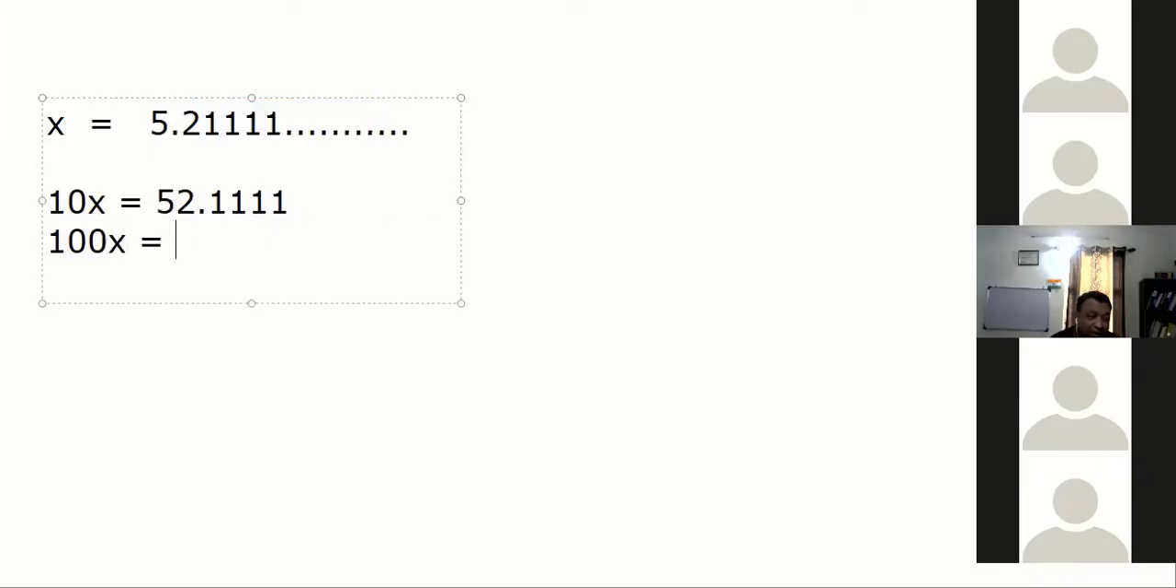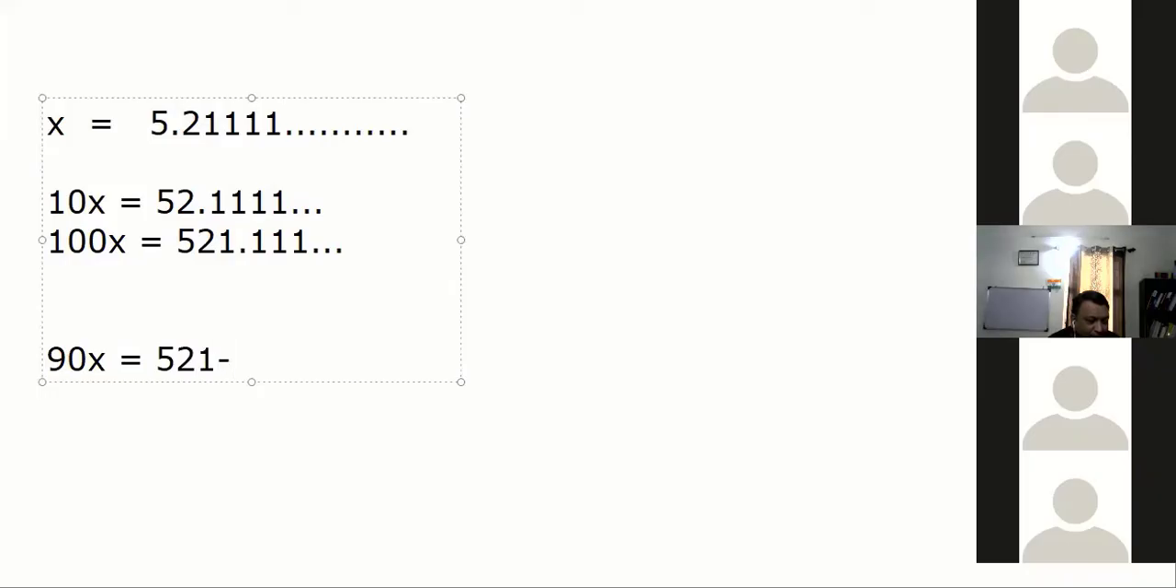Why? You have to explain why. Because only one digit is repeating. Yes, sir. So one digit repeating, so multiply with 10 now. दो होता तो with 100. So now your pattern is okay. Yes, sir. Now what? Subtract these two, right? 100 minus 10, 98. 521 minus 52.11. हाँ, 0.11 तो चला गया दोनों तरफ से.